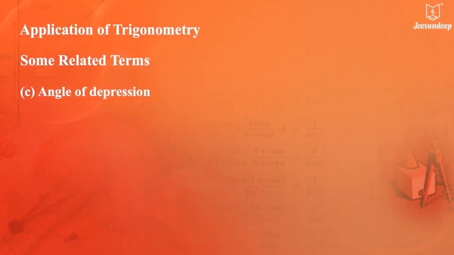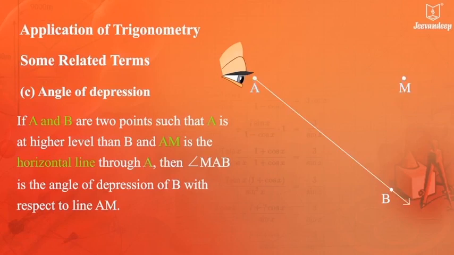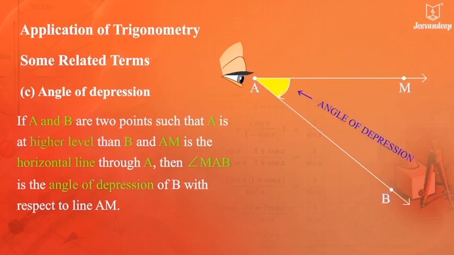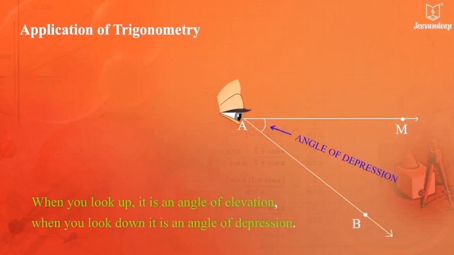Angle of depression. If A and B are 2 points such that A is at a higher level than B and AM is the horizontal line through A, then angle MAB is the angle of depression of B with respect to line AM. When you look up, it is an angle of elevation. When you look down, it is an angle of depression.